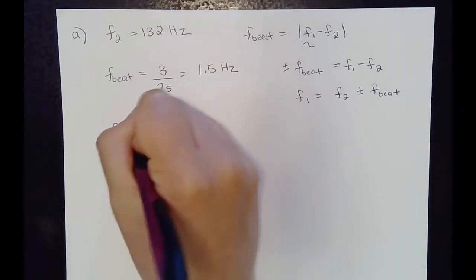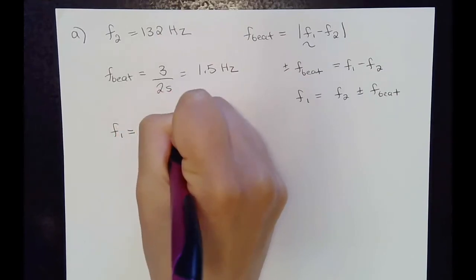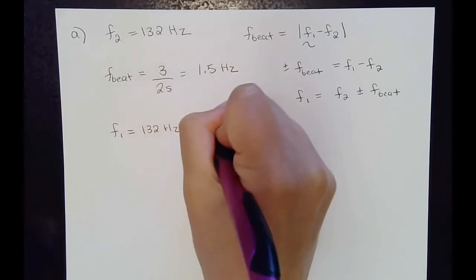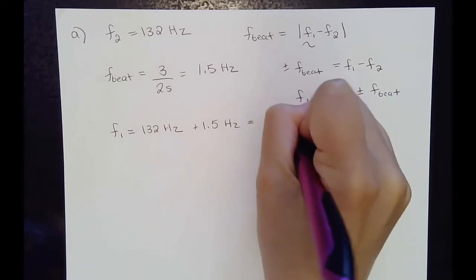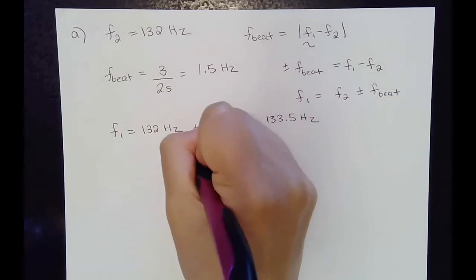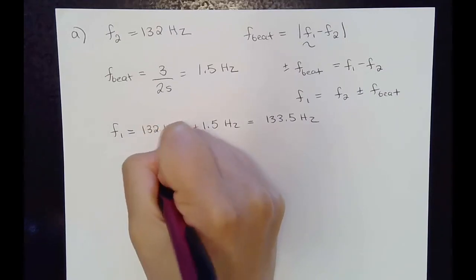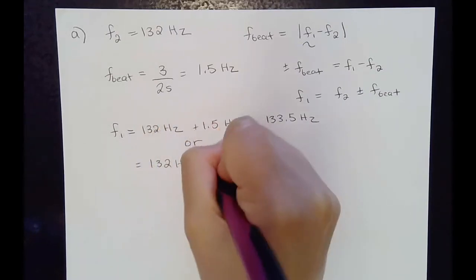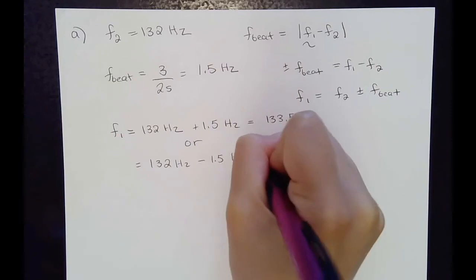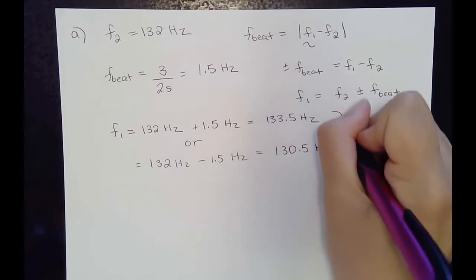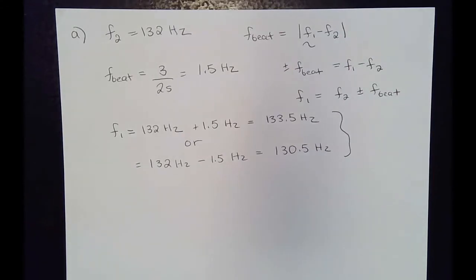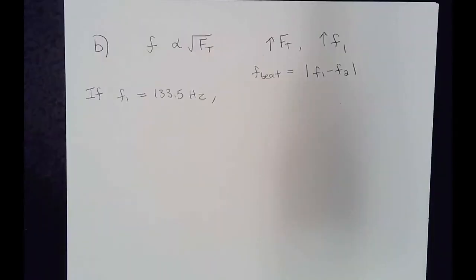We have F1 equals 132 Hz plus 1.5 Hz, 133.5 Hz, or 132 Hz minus 1.5 Hz, which is 130.5 Hz. And without any more information, there's no way to determine which one of those frequencies it is. There's two possible solutions here.